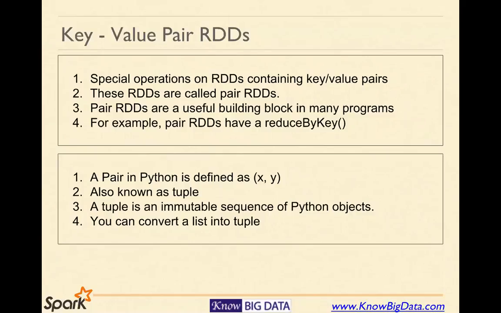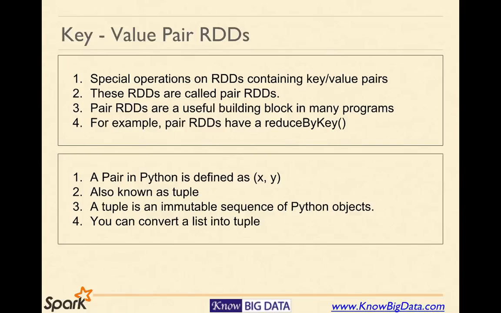If you want to reform it and you want the second one to be considered as a key, then execute a map function and move the second one to the key. Okay. So there are special operations on RDDs which are made up of tuples or key-value pairs. These RDDs are called pair RDDs. Pair RDDs are useful building blocks in many programs. For example, pair RDDs have reduceByKey kind of operations, groupByKey, reduceByKey, orderByKey, and so on. There are some extra functionalities provided on the pair RDDs.